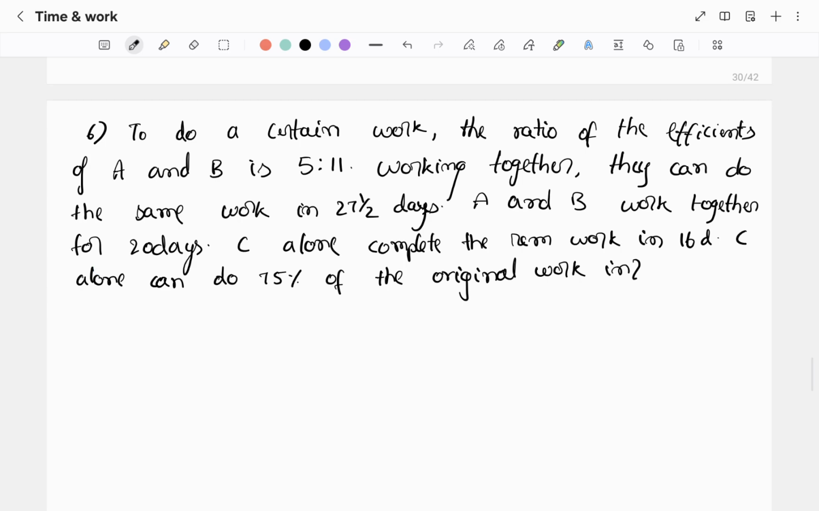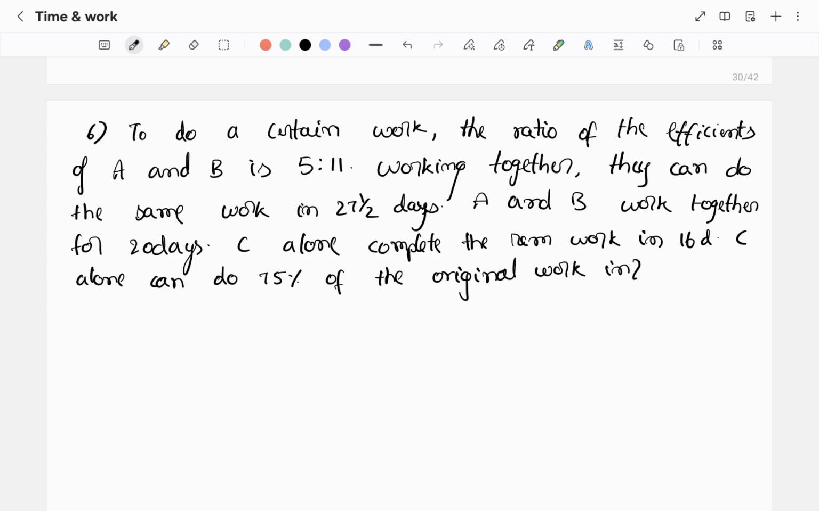To do a certain work, the ratio of the efficiency of A and B is 5:11. Working together, they can complete the same work in 27 1/2 days. A and B work together for 20 days. C alone completes the remaining work in 16 days. C alone can do 75% of the original work in how many days?